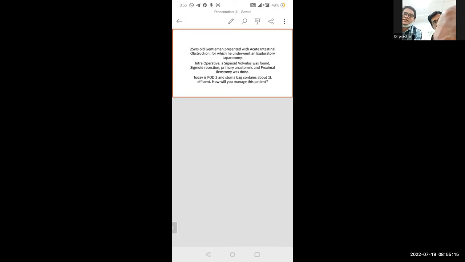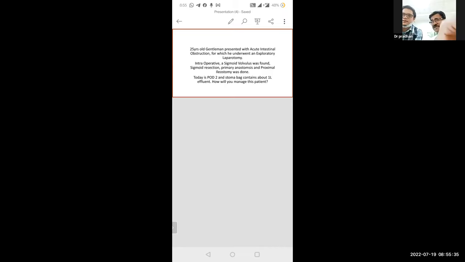We'll have to assess the neutrophil and status of the patient. Then sir, we'll look for the distal continuity. So you have done the stoma for a sigmoid dissection anastomosis. You have to ensure that the anastomosis are healed well.